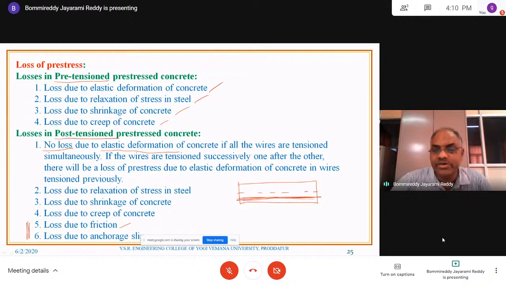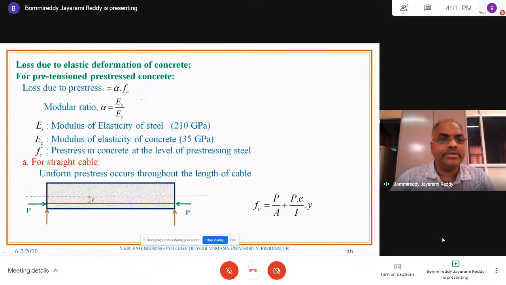If the wires are tensioned one after the other, one wire is tensioned now, after completion of the first wire, then tensioning the second wire, and after completion of the first two, then tensioning of the third one. Like that, if we proceed, then there is a loss of stress due to elastic deformation in post-tension. Otherwise, if all the cables are tensioned at a time, no loss, and the remaining losses also will be there. So it is most important to know which type of losses occur in pre-tensioned and also post-tensioned concrete.